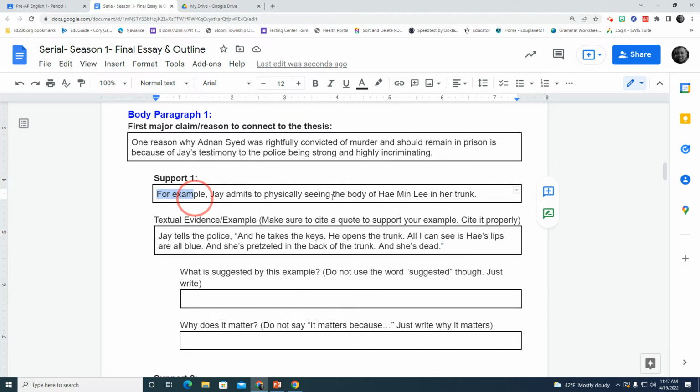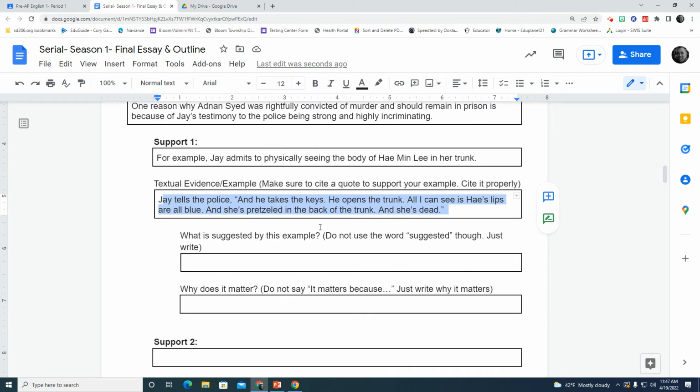So I gave an example to back up my point. I gave some evidence to support my example, but I'm not done. I need to elaborate a little bit more. So it says, what is suggested by this example, right? But don't use the word suggested. So basically, I have to talk about, what does this example tell me? Jay is clearly articulating what he saw that day in the Best Buy parking lot.